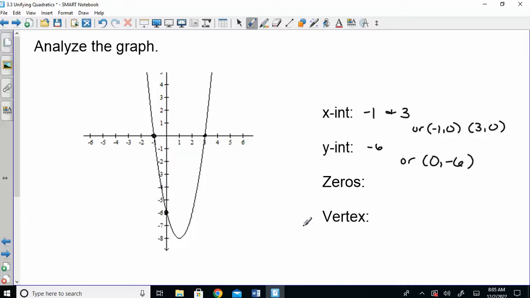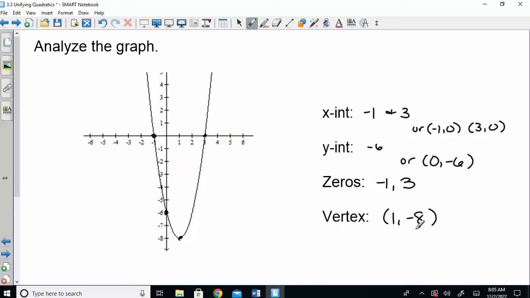What are the zeros? Yeah, this is the x-intercept. Same thing as the x-intercept. So -1 and 3. What is the vertex? Negative one, negative eight. Or +1, -8. There we go. The vertex is an ordered pair.